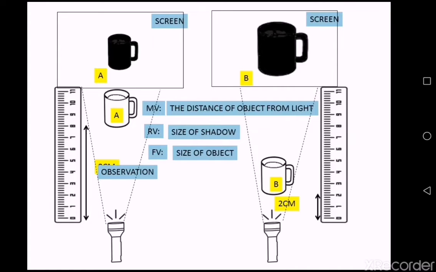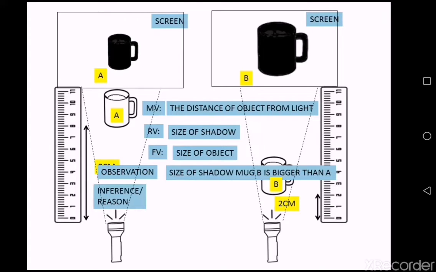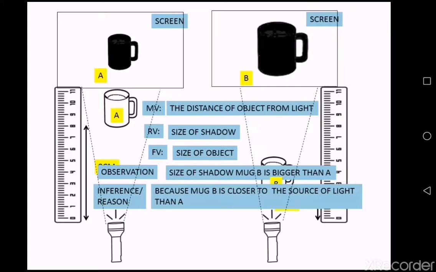What is the observation that you can get from this test? Which shadow is bigger, shadow mark A or mark B? Yes, the size of shadow mark B is bigger than mark A. Can you tell why? Give one inference or reason. Yes, because mark B is closer to the source of light than mark A.